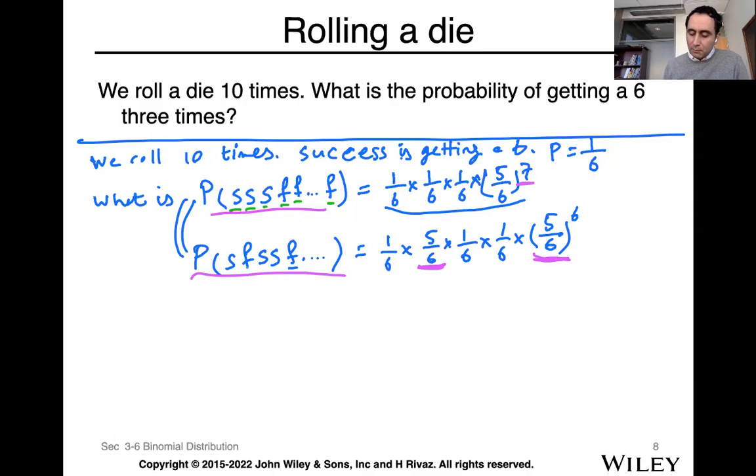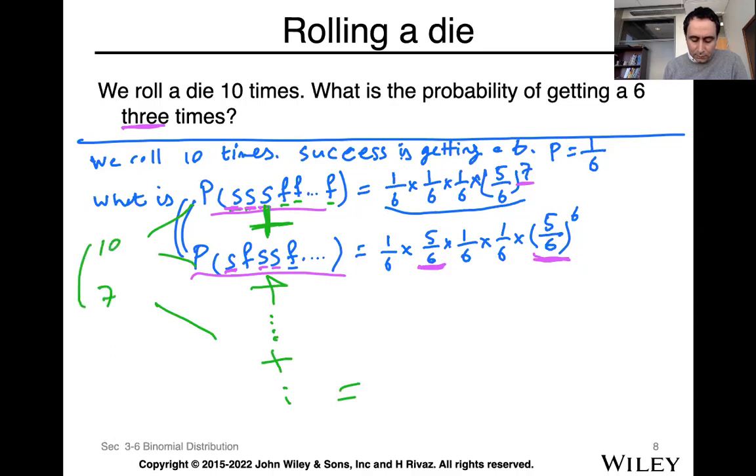The original question said we want to get a 6 3 times. If you look at these, in all of these, I'm getting a 6 3 times, right? Here I'm getting a 6 3 times, right? So to find the final answer, what I have to do is add up these numbers, right? So my final answer is going to be this number plus this number plus the next one, plus all of these, right? How many of these do I have? The number of these that I have is 10 choose 7.